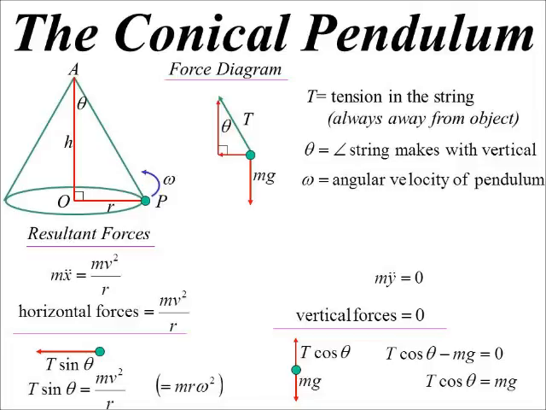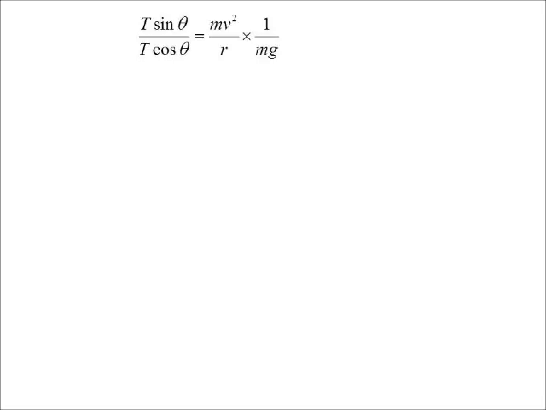Okay, I'm going to play around with that, because I don't know what the tension is, but I can eliminate the tension. Because if I say T sine theta over T cos theta, the T's will cancel. That'll be mv squared on r times 1 on mg. So I get tan theta is v squared on rg. Or if I was using angular velocity, I would have ended up with r omega squared on g.